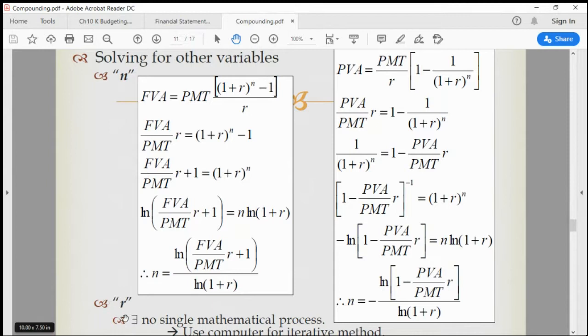and in case of r, right? But of course, for r, we know there exists no single mathematical process, right? But for n, at least you can solve for n, right? These are the steps of derivations, and it looks a little more complicated than the single cash flow model, but basically, to find n, you'll have to use natural log, right? And so this is the formula, right?